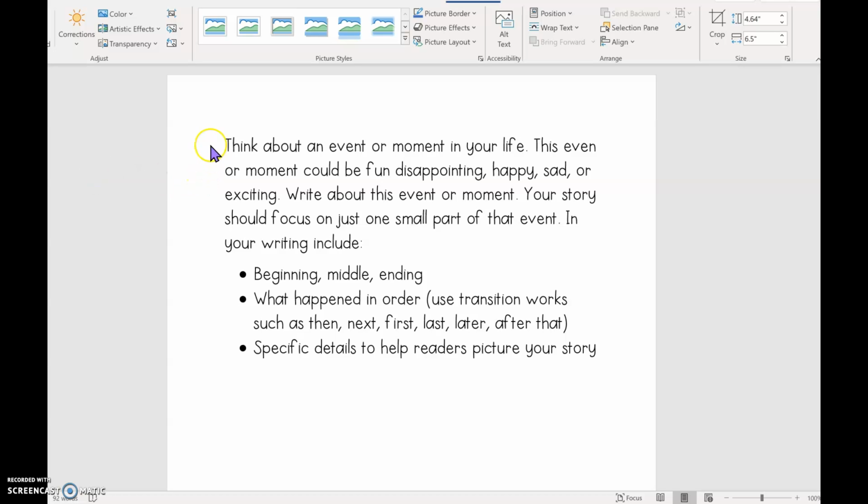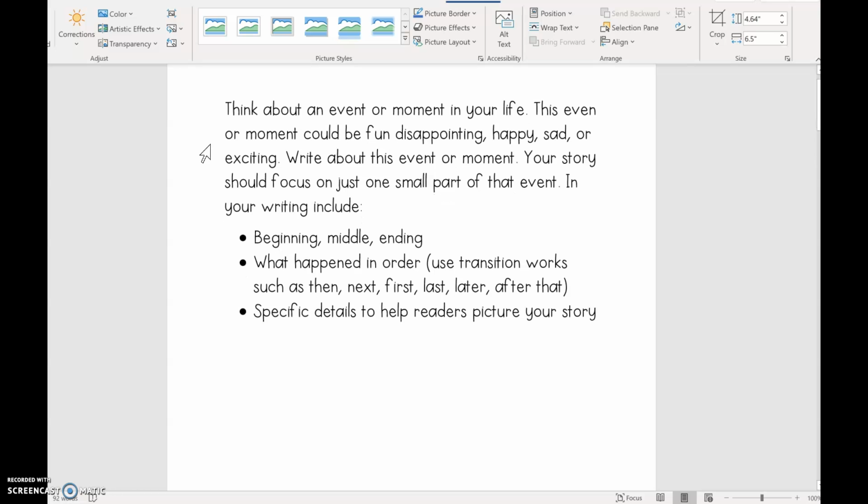So what you need to do is think about an event or moment in your life. This event or moment could be fun, disappointing, happy, sad, or exciting. Write about this event or moment. Your story should focus on just one small part of that event. In your writing, you need to include a beginning, middle, end. What happened at the beginning, the middle, and the end of your happy, sad, disappointing, or exciting event.